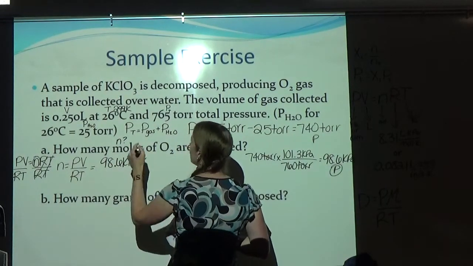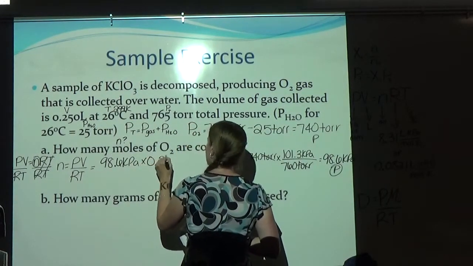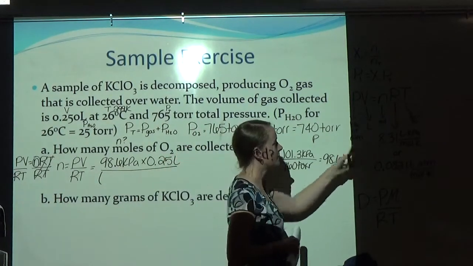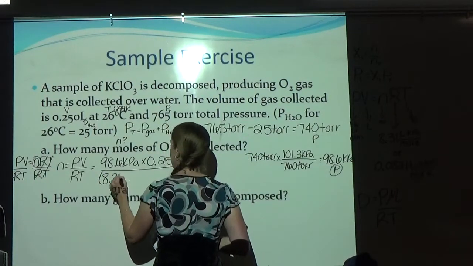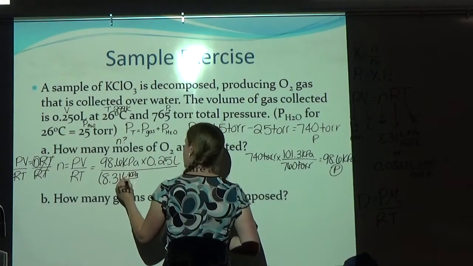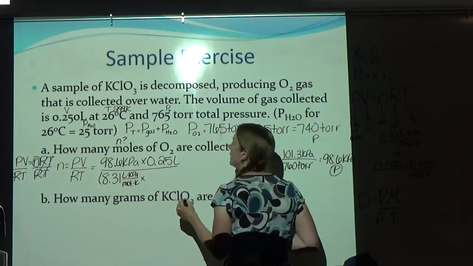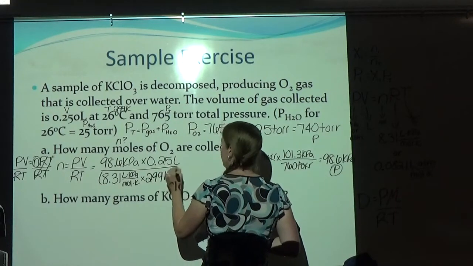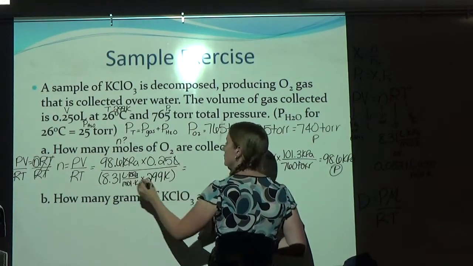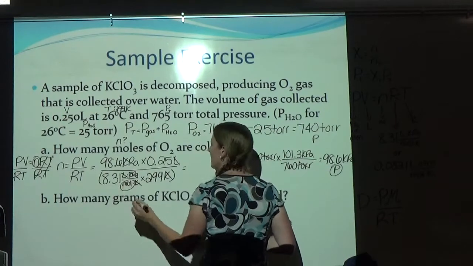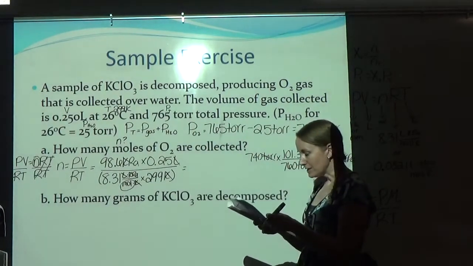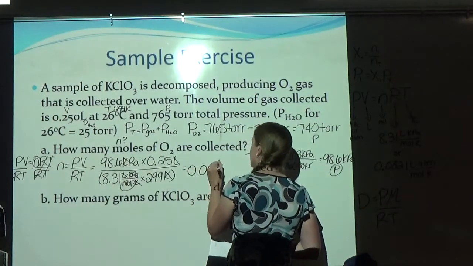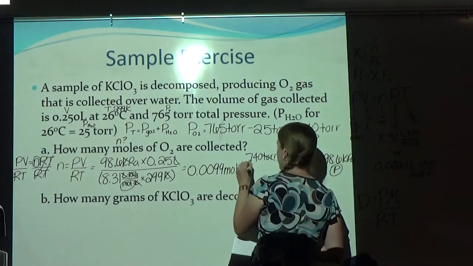My volume was just given to me in the problem. It's 0.25 liters. Since I chose to convert to kilopascals, I'm going to use the 8.31 for my R value. So 8.31 liters times kilopascals over moles times Kelvin. And then my temperature is 299 Kelvin. So my kilopascals cancel, liters cancel, Kelvin cancels, and I'm left with moles. Once I solve, multiply the top, divide by the bottom, I got 0.0099 moles of oxygen.